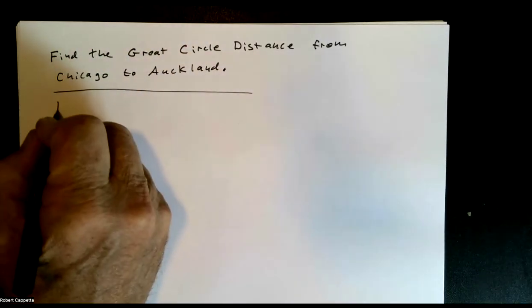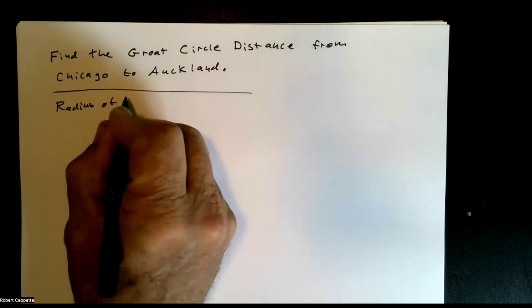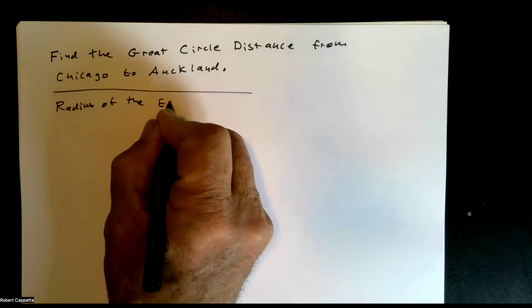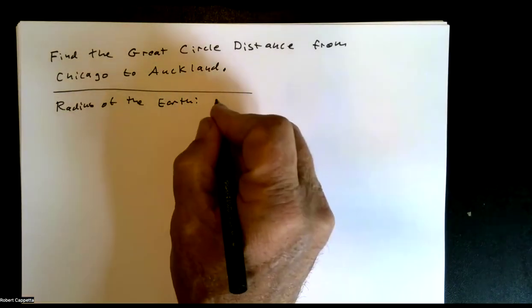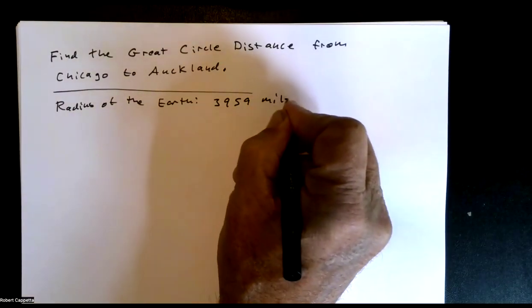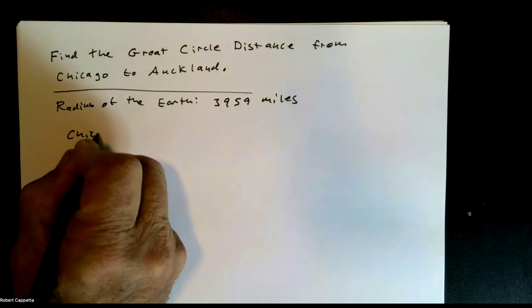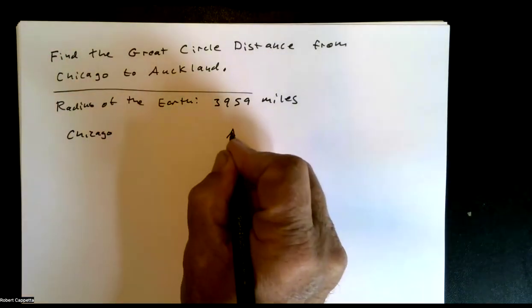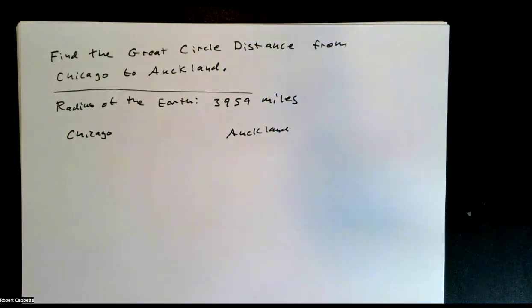Now, to answer this question, we need to know some things. We need to know the radius of the Earth, and that is about 3,959 miles. We also will need the latitude and longitude for both Chicago and for Auckland. So let's get that information.